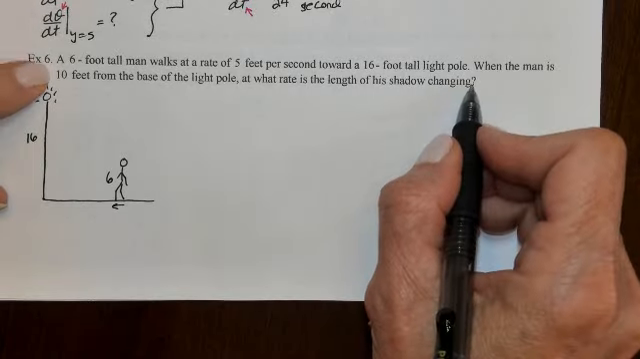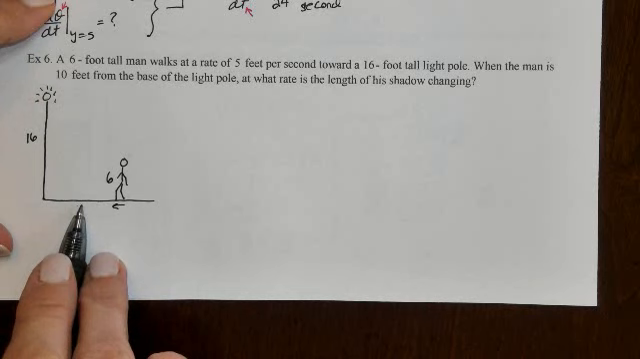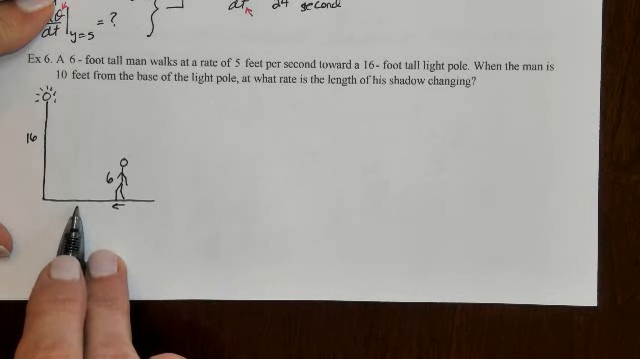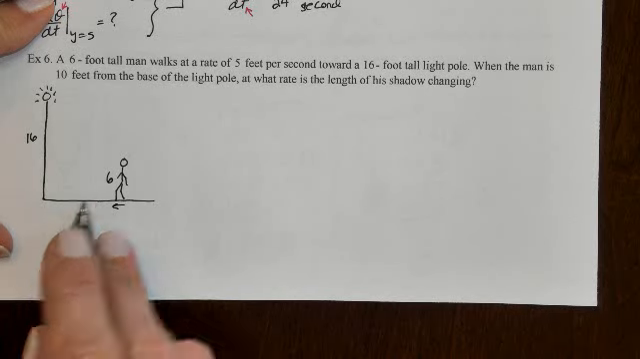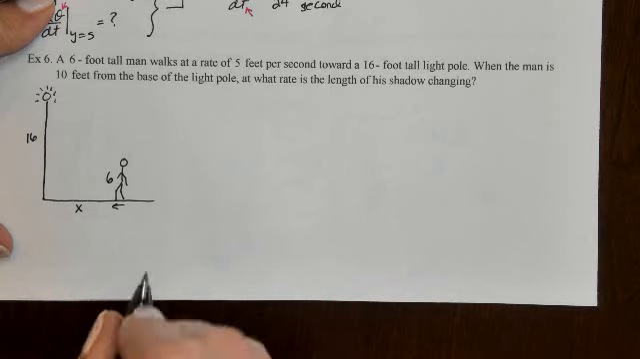When the man is 10 feet from the base of the light pole, now I don't want to put 10 down here, because is this distance changing? If something is changing, do not label it a number. Label it a variable, okay? Anything that's changing, you make it a variable. And this is definitely changing. It's horizontal, so I'm going to label it x.